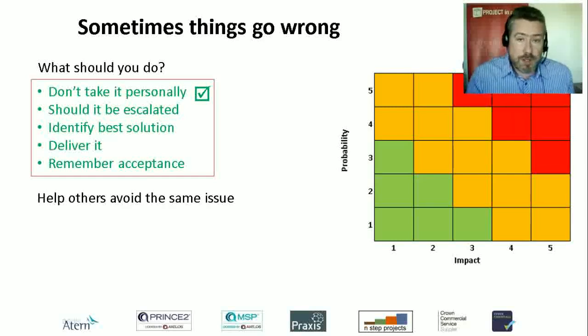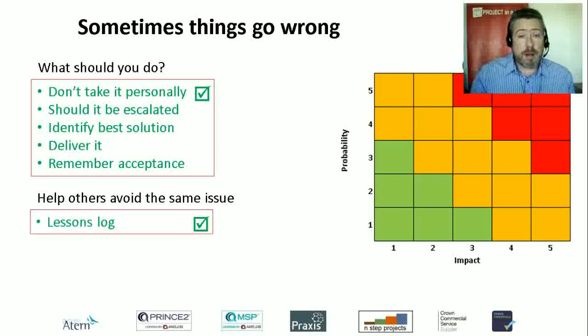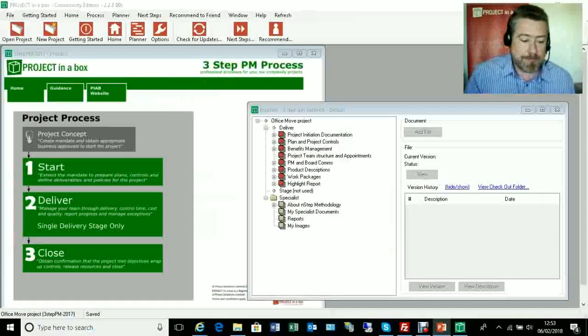And of course you want to, thinking a bit further forward, help others avoid the same issue. So we might keep a log of these lessons, the things that have happened which we might be able to do more to prevent later, or we obviously underestimated the probability of it, so we could pass that sort of feedback on to other people so they don't perhaps have that same issue. So let's go and look at some of that in practice.